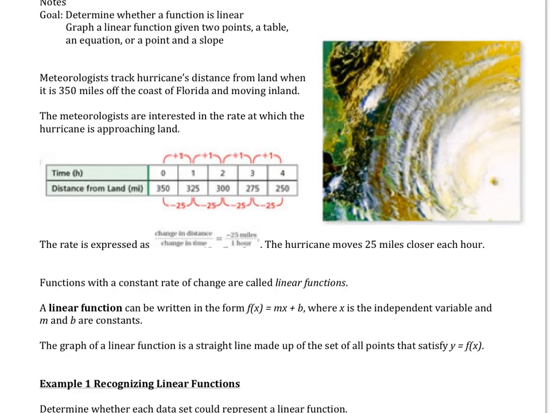So if you take notice in the example, time changes by 1. The distance from land changes by -25. So this rate would be the change in distance over the change in time, which is -25 miles per 1 hour.